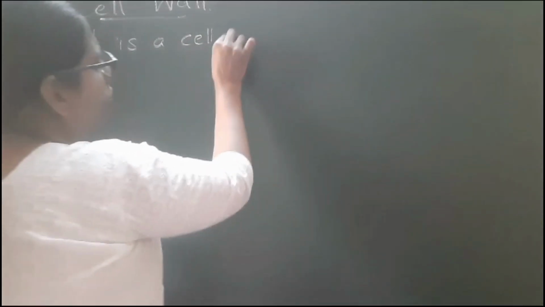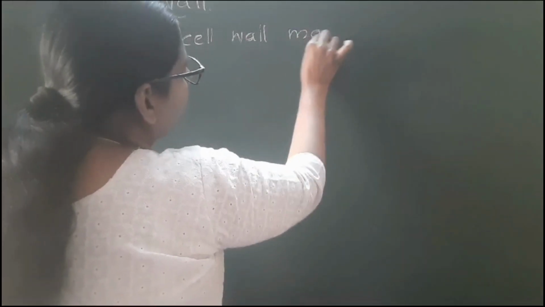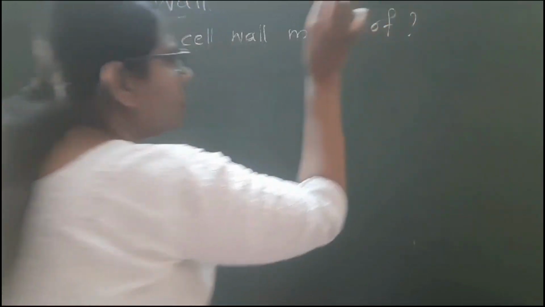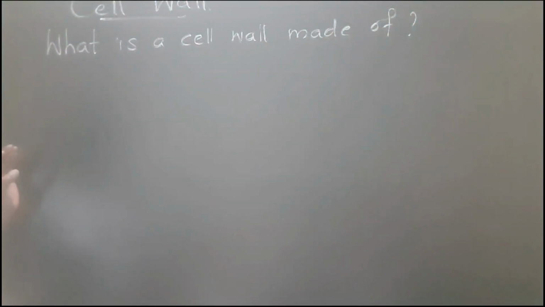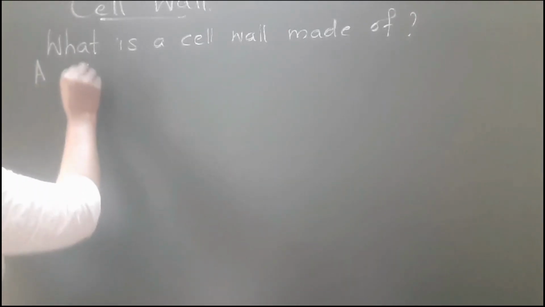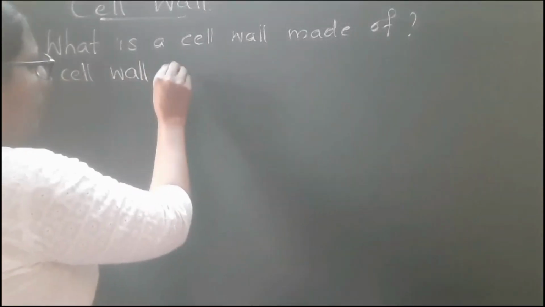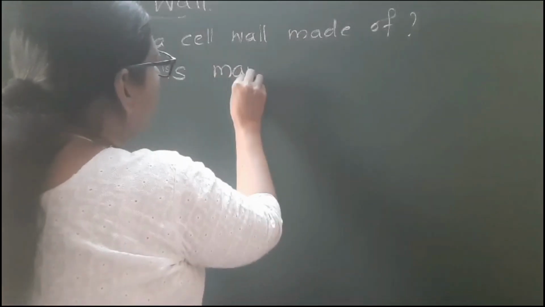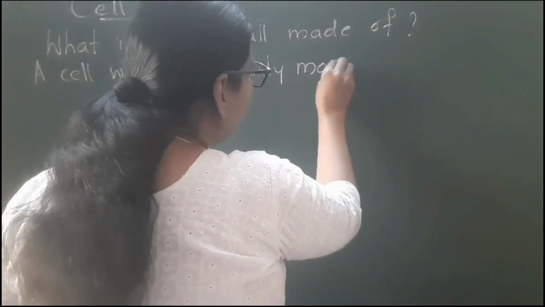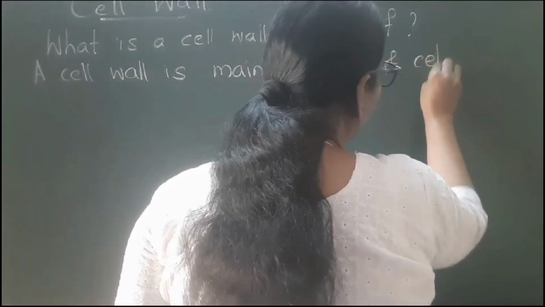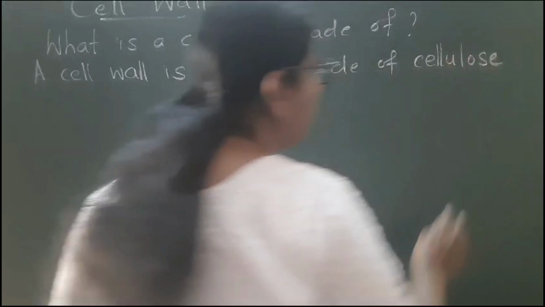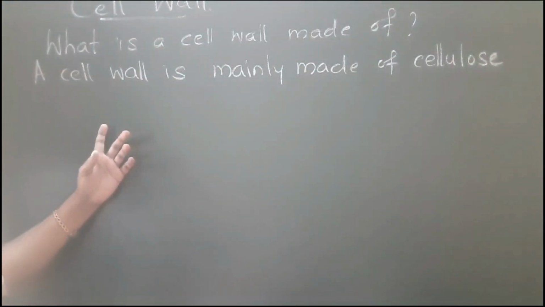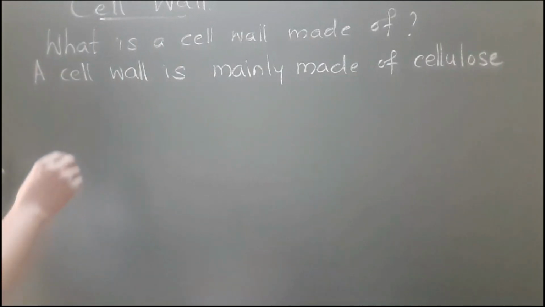What is a cell wall made of? A cell wall is mainly made of cellulose, allowing the wall to stretch.